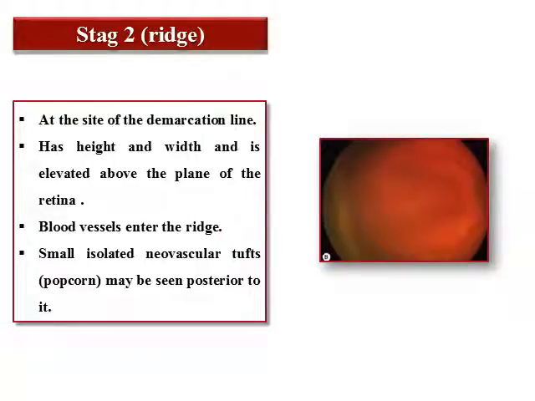Stage 2, ridge. At the site of the demarcation line, it has height and width, and it is elevated above the plane of the retina. The blood vessels enter into the ridge. Small isolated neovascular tufts, which are called popcorn, may be seen posterior to it. By posterior, we mean towards the posterior pole. The ridge is the line growing up.